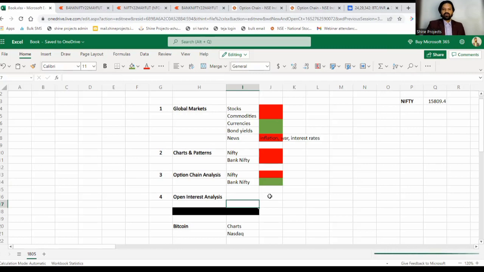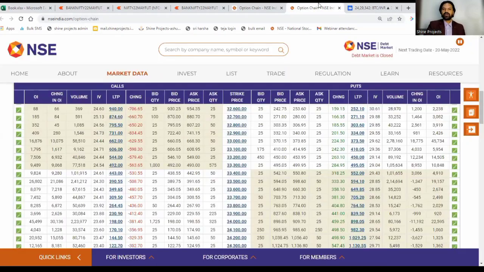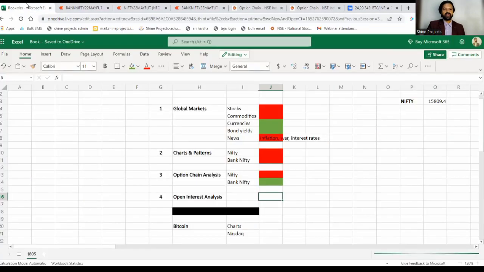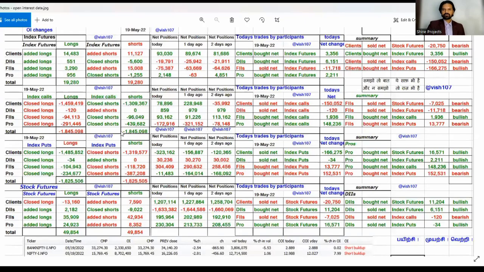All right, the last one is about the open interest analysis. Let's take out the open interest analysis photo, from which we'll try to understand the open interest. There is no point here looking at what happened in today's session, because today is weekly expiry, and this does not make any sense for today.